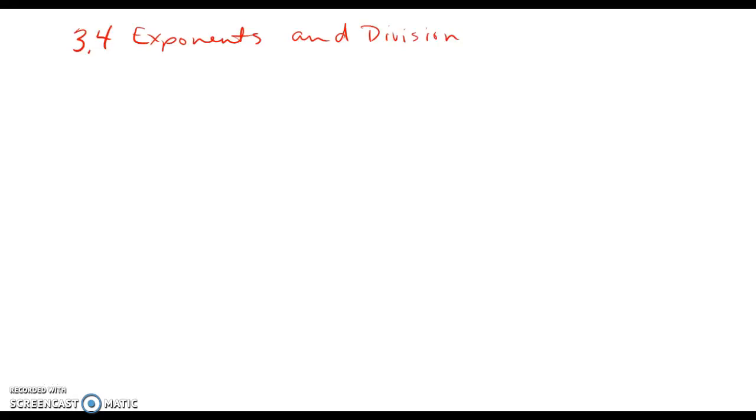Alright, so in this lesson, we are going to be talking about exponents and division. In our last lesson, we had talked about exponents and multiplication, and we had three properties. And we're going to see some of those properties reappear today. We're going to start off with our first rule, which is the quotient rule. And remember, quotient means the answer to a division problem.